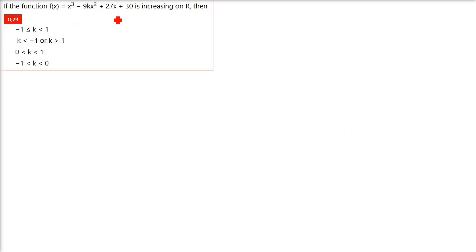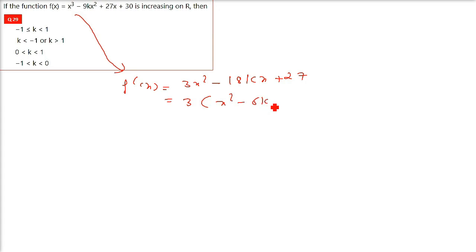If the function f(x) equals this one is increasing on R. Now, increasing. First let us differentiate it. The best thing is the differentiation in increasing and decreasing functions. We'll differentiate it. x cube gives 3x square minus 18kx plus 27. So 3 is common. We have taken 3 outside. It's x square minus 6kx plus 9.